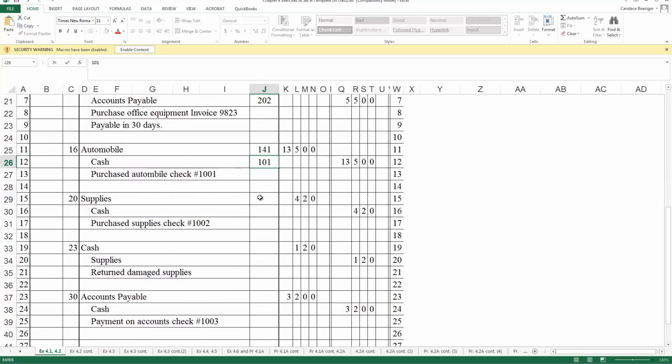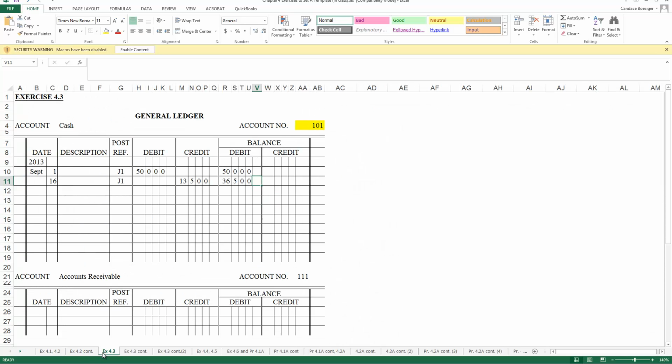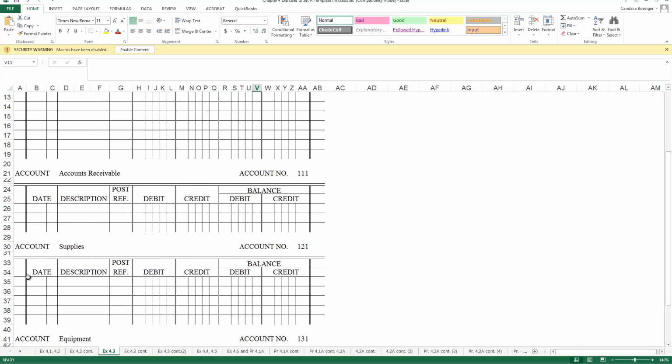Okay, one more. So supplies. We are debiting supplies and crediting cash. So let's do this supplies. September 2013, and it's dated the 20th. We decided that it was a debit for $420. So that means the balance in our account is $420.